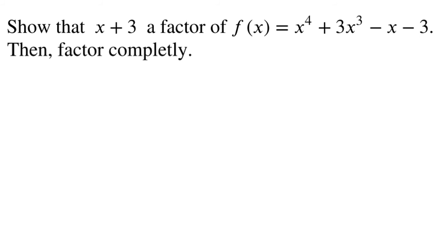We're going to change the direction slightly. We're going to show that x plus 3 is a factor of the polynomial x to the fourth plus 3x to the third minus x minus 3. And then we're going to take it a step further. We're going to factor it completely. So in these problems, since I'm telling you that x plus 3 is a factor, I'm saying show that that's true. We're not going to start the problem out any different. We're still going to do that -3. We're still going to set up our synthetic division.